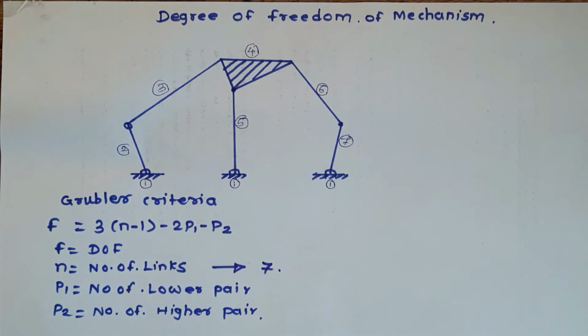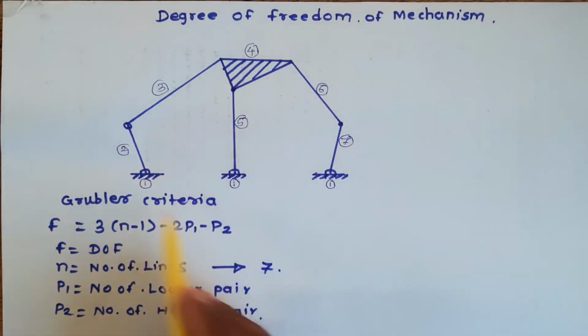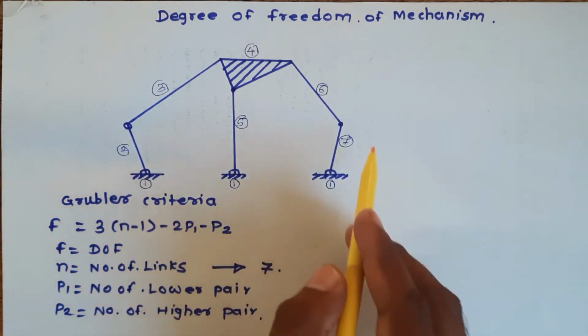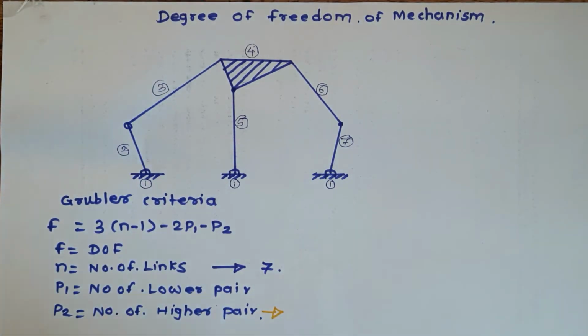Next we have to find out the number of pairs, the number of lower pairs and the number of higher pairs. By observation we can see that the number of higher pairs is 0, because there is no line contact or point contact between any two links. So the number of higher pairs is 0, that we can directly see. Next we have to find out the number of lower pairs.